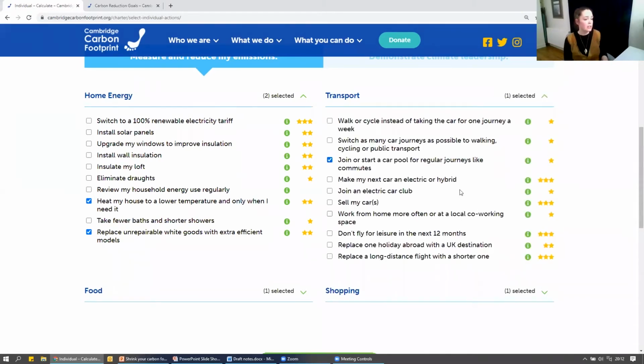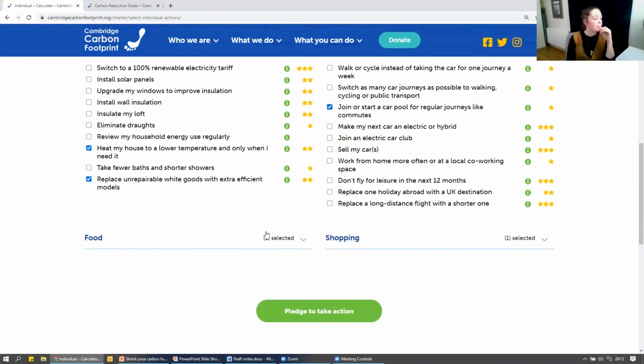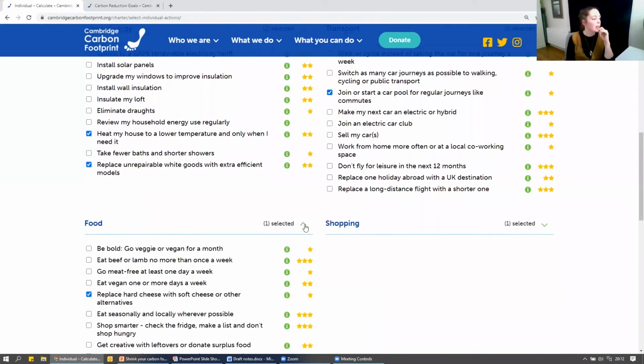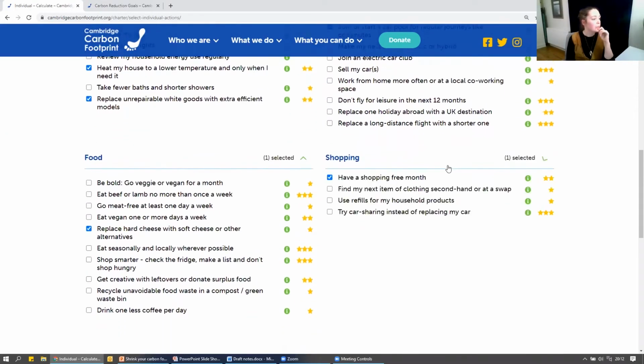And it's suggested joining or starting a carpool. Actually, I think this is remembering my answers from earlier. I think these aren't fresh. I maybe should have cleared my cookies. And there are actions for food and for shopping.